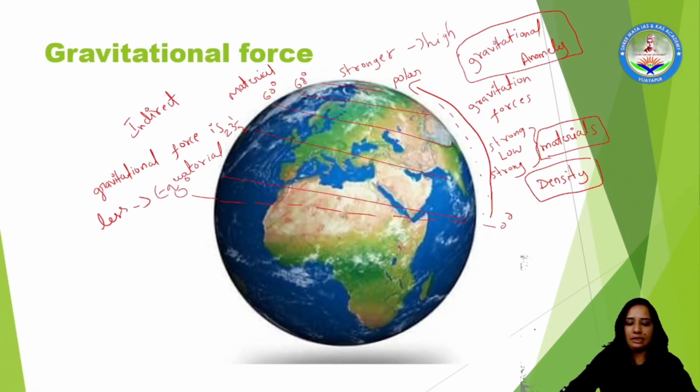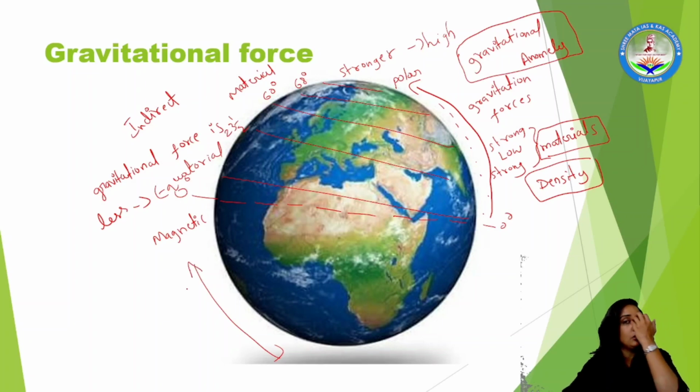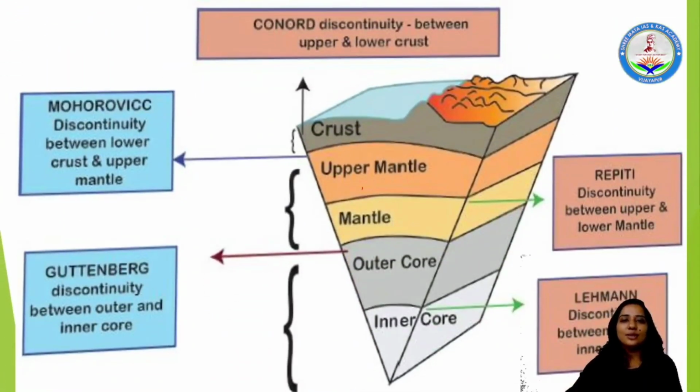Sorry students, some disturbance has occurred here. So this magnetic field varies from the equatorial region to the polar regions. Due to that reason also we get to know that there are different kinds of materials present inside the earth. Now let us look at the layers which are formed.